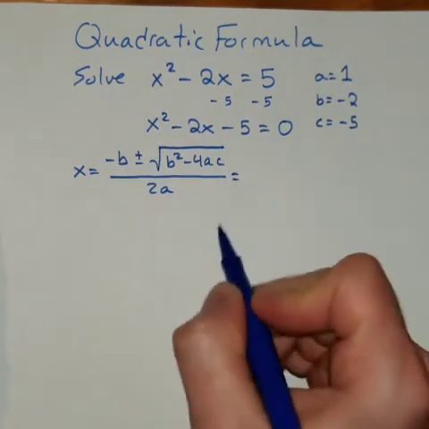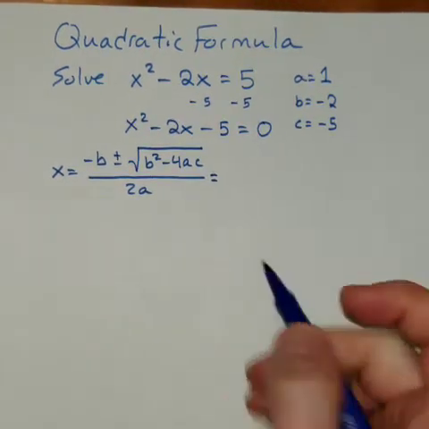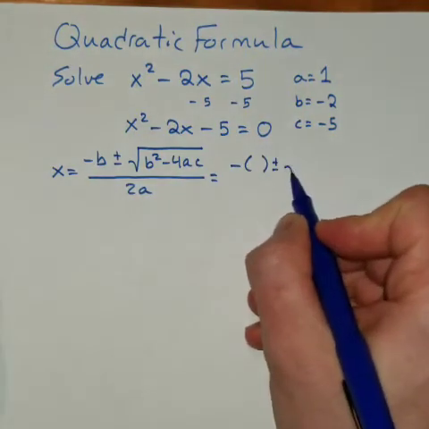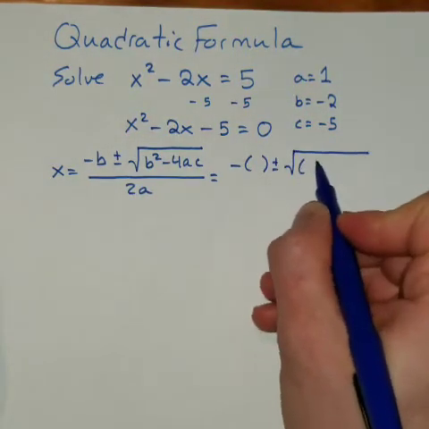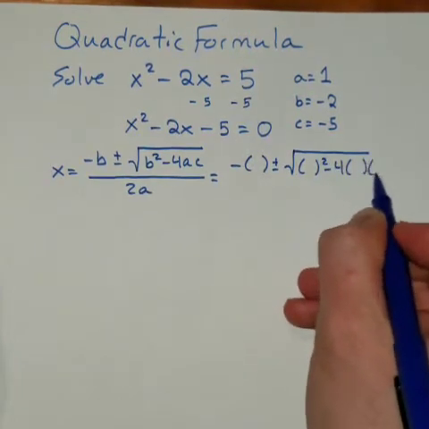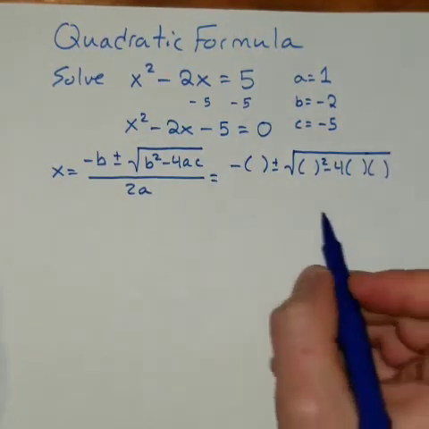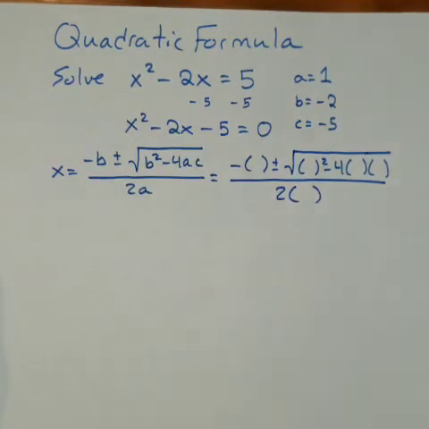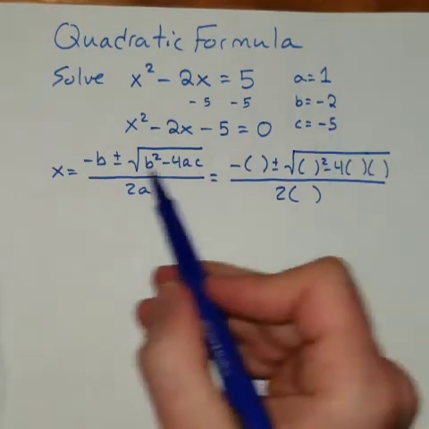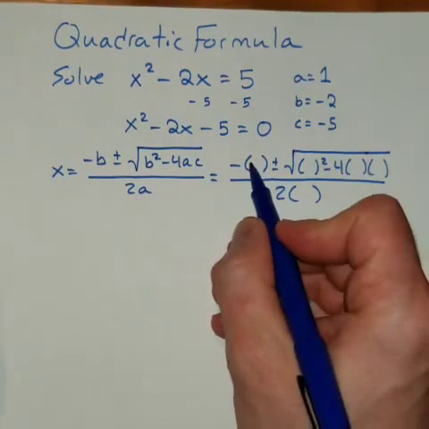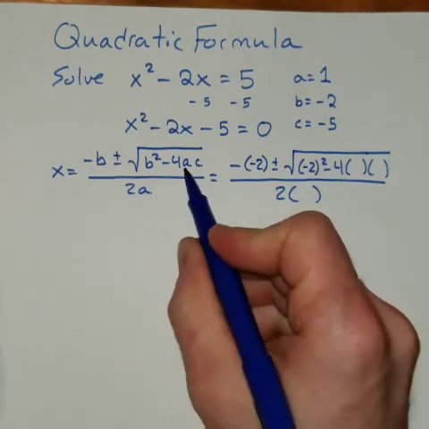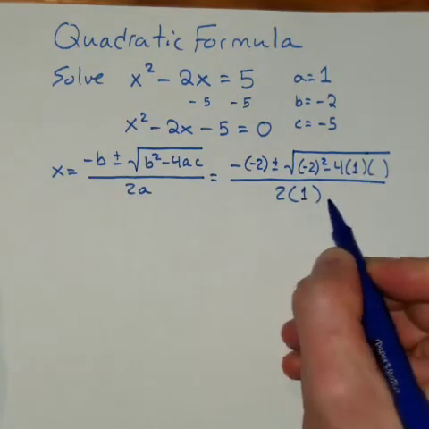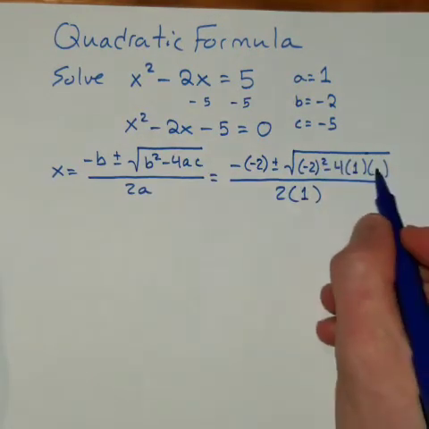So again, when I set this up, I'm going to replace all the variables with empty parentheses. And divide here by 2a, which is another set of empty parentheses. Then my b's become negative 2. My a's both become 1. And the c is going to become a negative 5.